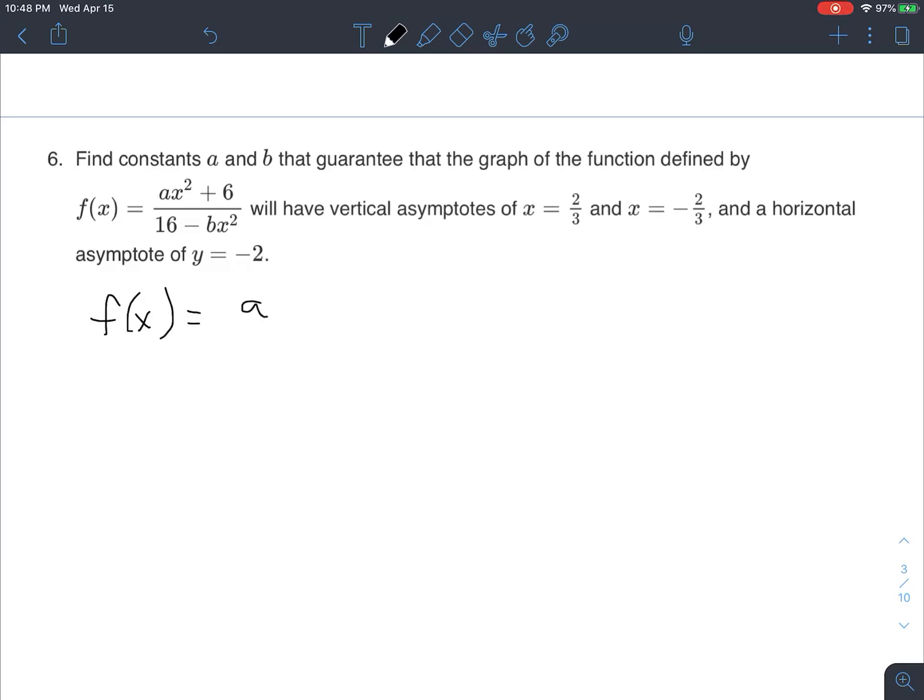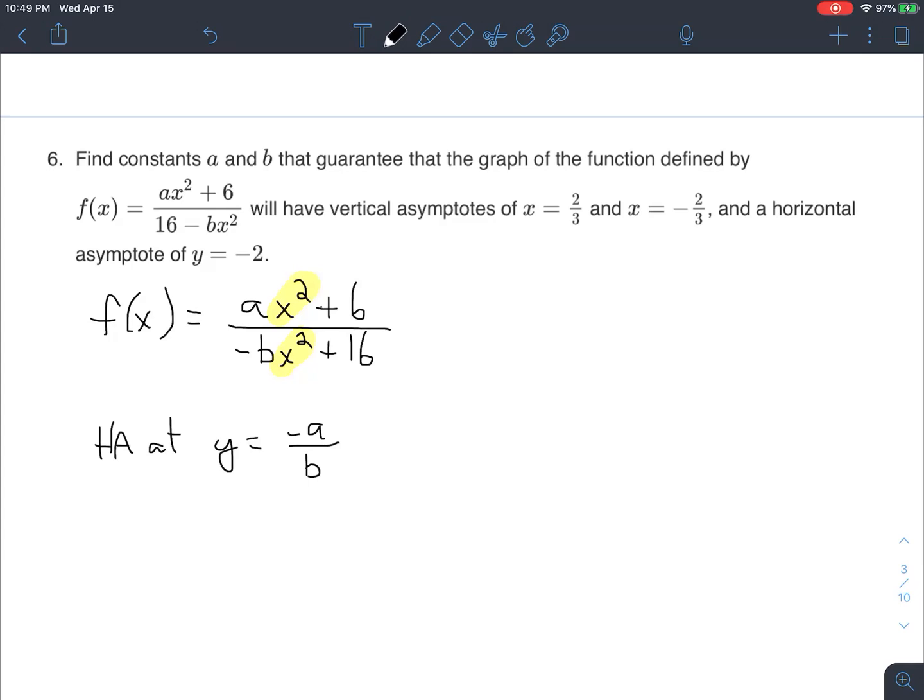Alright, let's start with, well, first of all, let's rewrite this equation so that the leading coefficients are more obvious. We've got ax squared plus 6 over negative bx squared plus 16. We don't want the x squared to be at the end; we want it in front. Okay, and we already know this is degree 2, degree 2. So the horizontal asymptote will simply be, since they're the same degree, a over negative b, the ratio of the leading coefficients. So the horizontal asymptote is at y equals, I'm going to call it negative a over b. I like the negative to be on top.